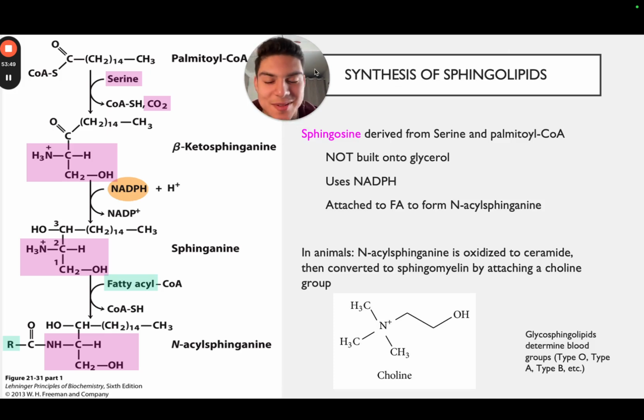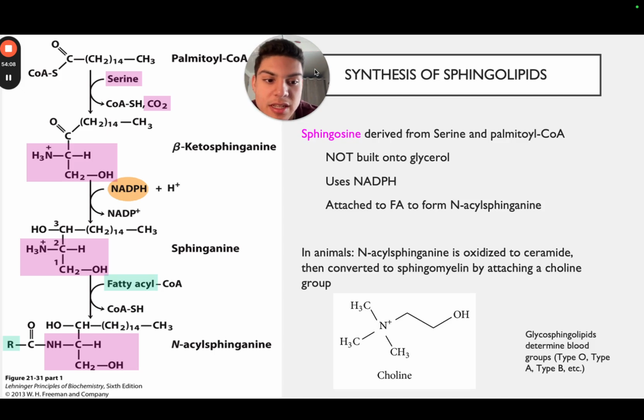Yes, you guys should know this as well. That's annoying. I know you probably are like, Alex, there's already so much. It's just another thing you have to put onto the memorization table. So again, sphingolipids are not built onto the glycerol. They use NADPH and they attach to fatty acids to form N-acylsphingolipid.